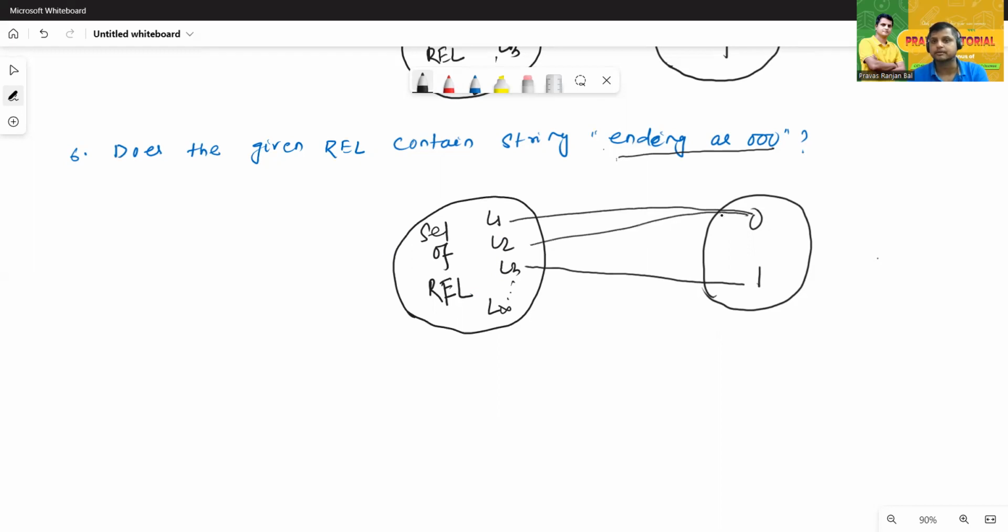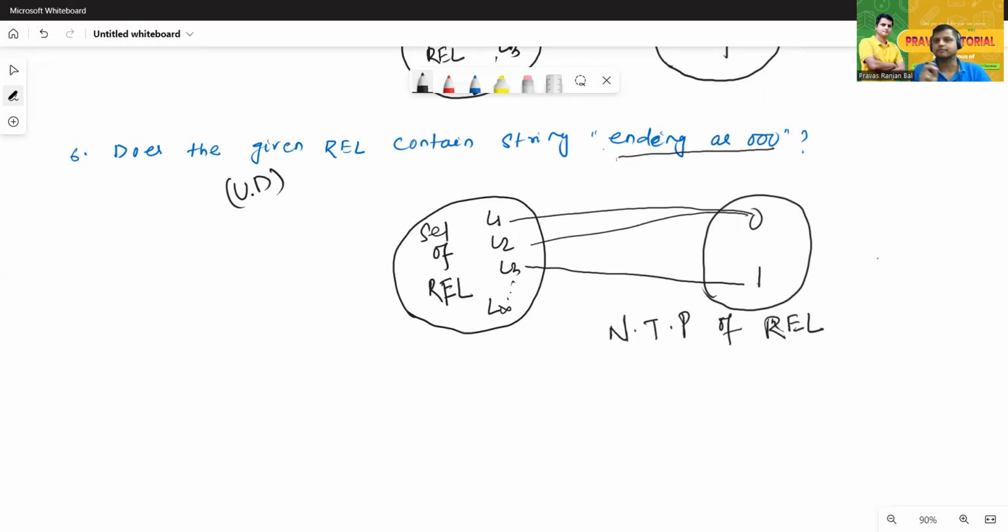So this is called a non-trivial property of RL language. That means this problem is undecidable. Okay. So similar types of questions I'll discuss in the next class also.